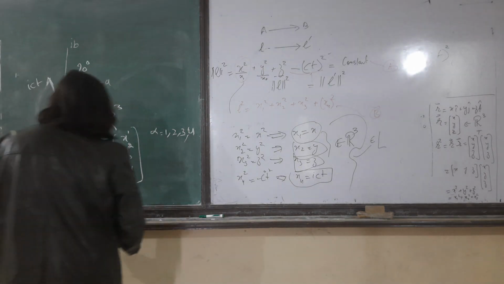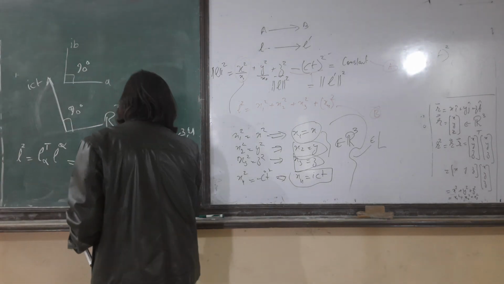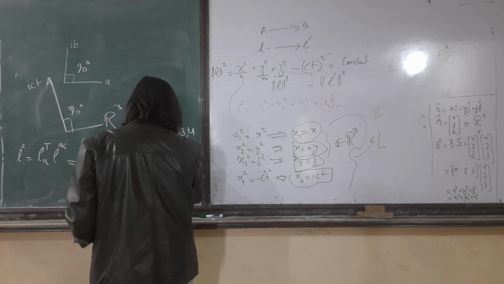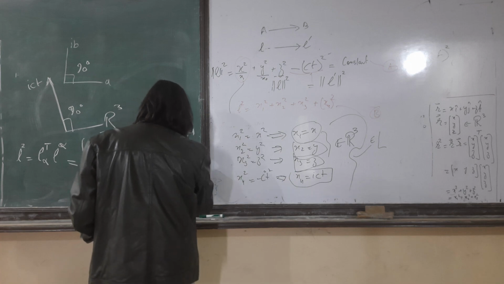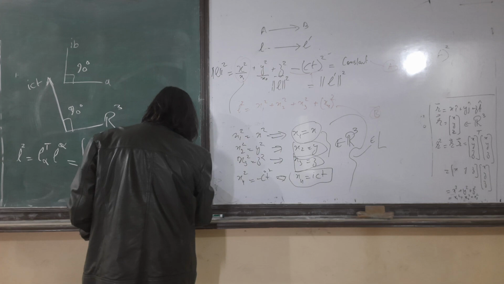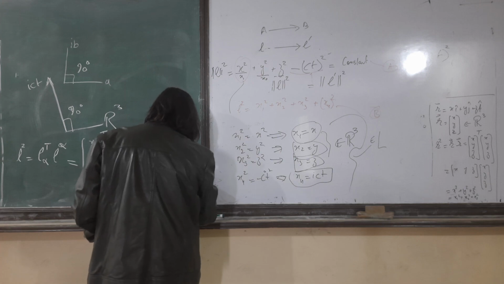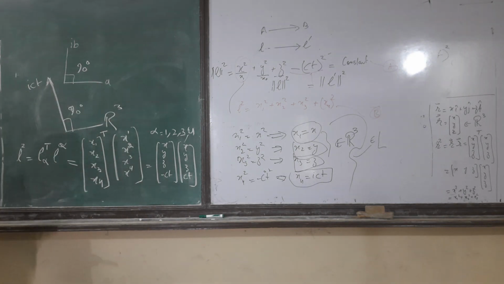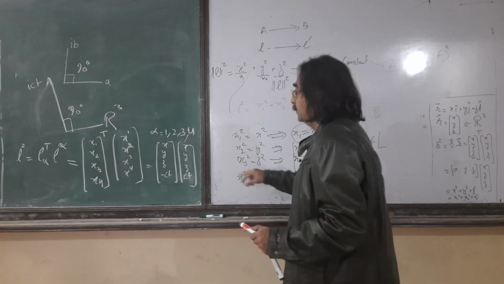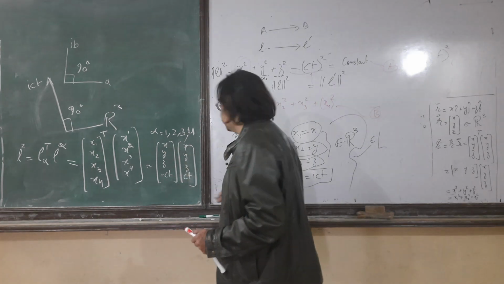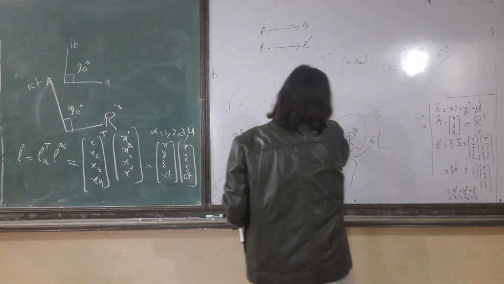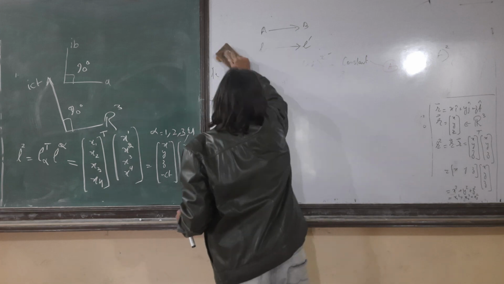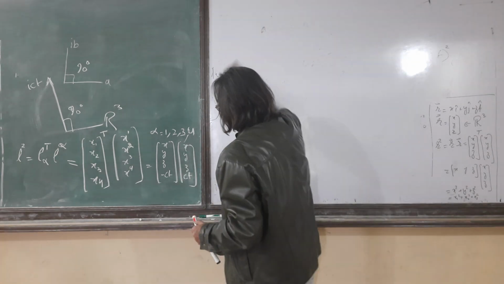Okay. And again, this is x, y, z minus ct, x, y, z plus ct. That is. Got it? Okay. This is minus ct. Okay.